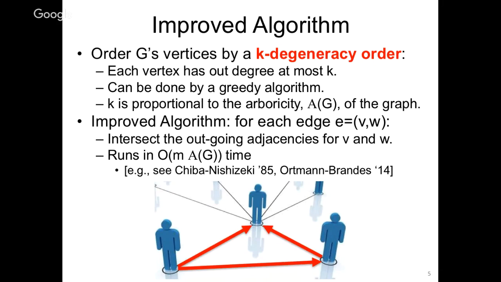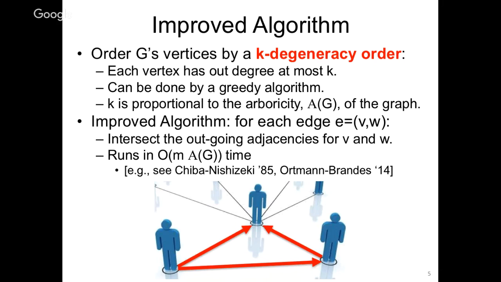You create this numbering by a very simple greedy algorithm, where you first take the vertex that has the smallest degree, that vertex is number 1, then take the vertex that has the smallest degree among the vertices that are left, that's number 2. And then at each stage, always keep selecting the vertex that has the smallest degree with respect to the remaining vertices. You do this by that very simple-minded greedy algorithm, and you get what is commonly referred to as the k-degeneracy order. Every vertex will have out degree k.